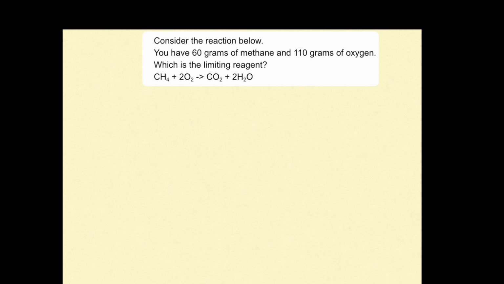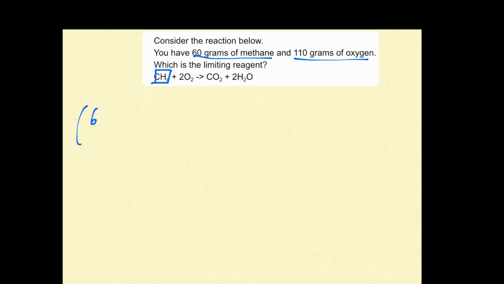The reaction we have here is the combustion of methane. If you've ever lit a Bunsen burner, this is the reaction that happens. The question gives us 60 grams of methane and 110 grams of oxygen, and we need to find out which is the limiting reagent. Looking at the problem, it may seem like methane is the limiting reagent because we have less mass, but let's do some calculations to figure it out.